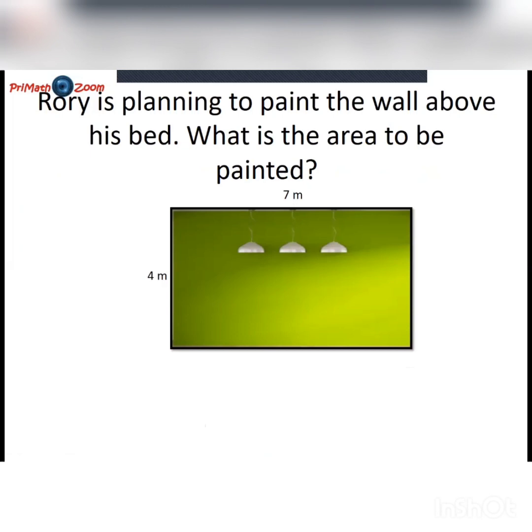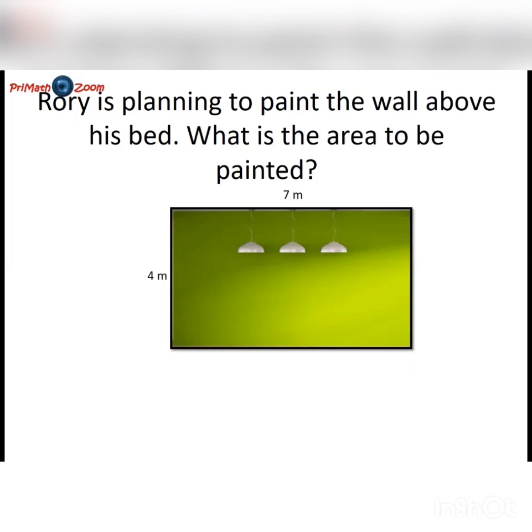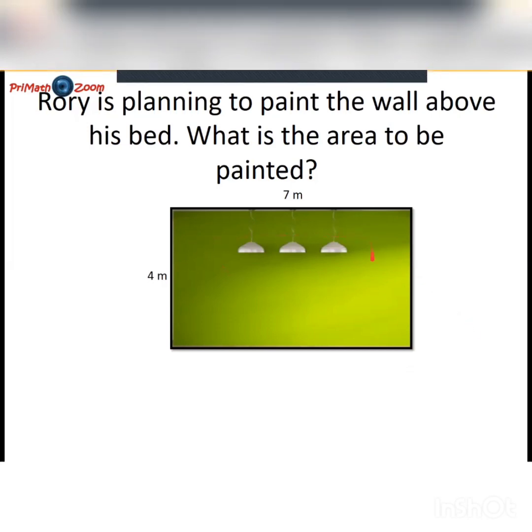Rory is planning to paint the wall above his bed. What is the area to be painted? Let's think about it. Now, here is the wall that Rory needs to paint that is above his bed. Here we can see that the width of the wall is 7 meters and the length of the wall is 4 meters. So let us think about this. How could we find the area?